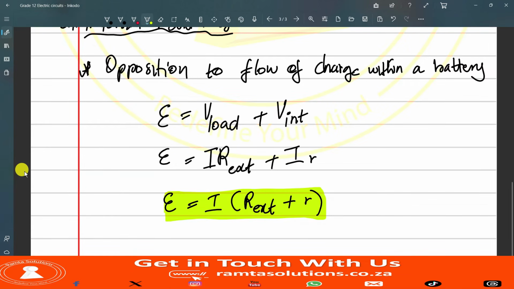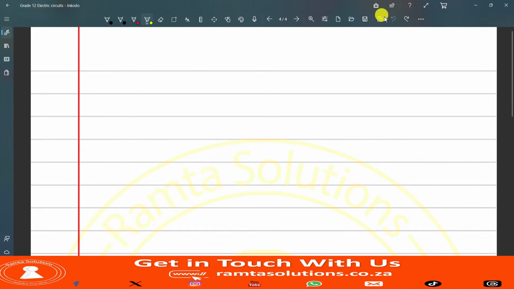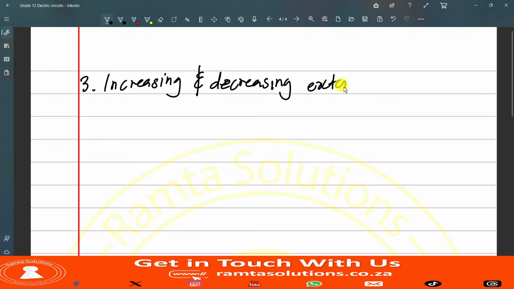Okay. So let's do this. We must go to the next page. It'll be two parts, and then you're going to draw the voltage versus current. So number 3, increasing and decreasing external resistance.